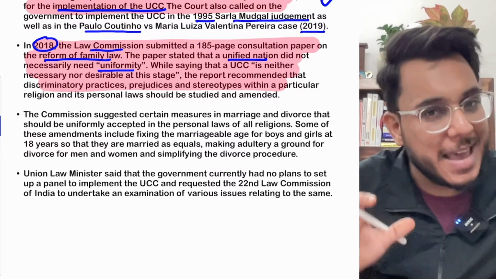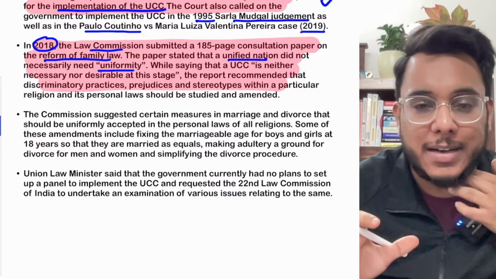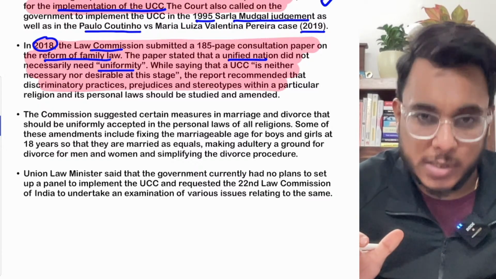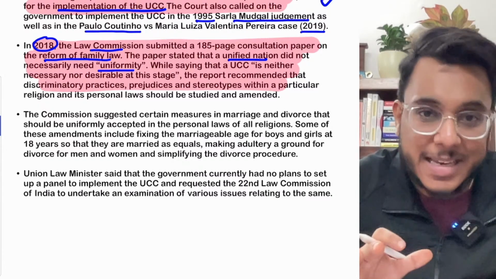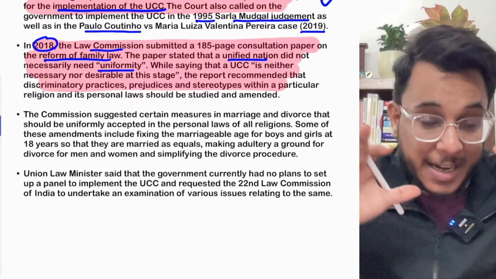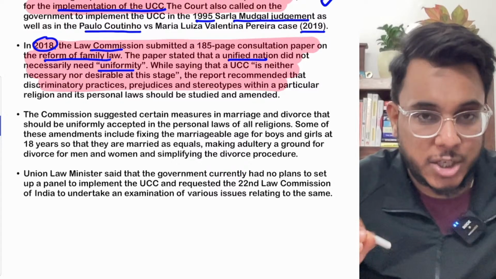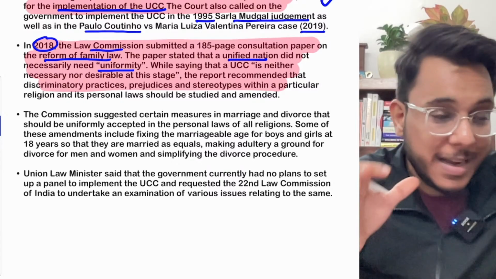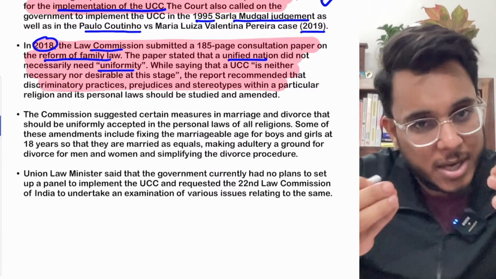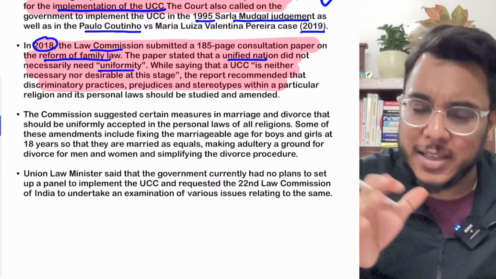In the past, it has been argued multiple times that if we implement the Uniform Civil Code, it will be seen as an attempt to impose Hindu culture on the majority of the religions. So it might be criticized as Hinduization. You see, even right now, there is still mistrust and so on.